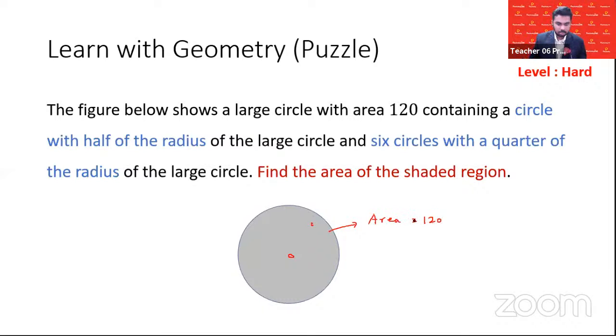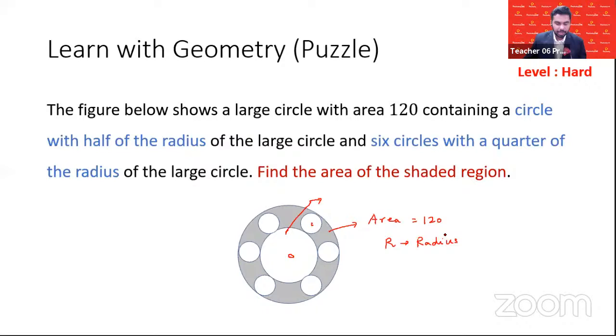Now to this large circle, I am putting 7 circles. I am cutting. You can see I have carved out some circles from the larger circle. Now the details about the smaller circles are given. So if the radius of the large circle is some r, let me call r the radius of the large circle.